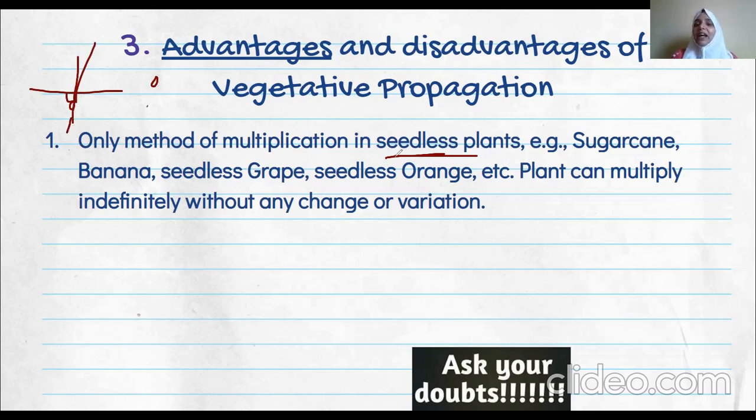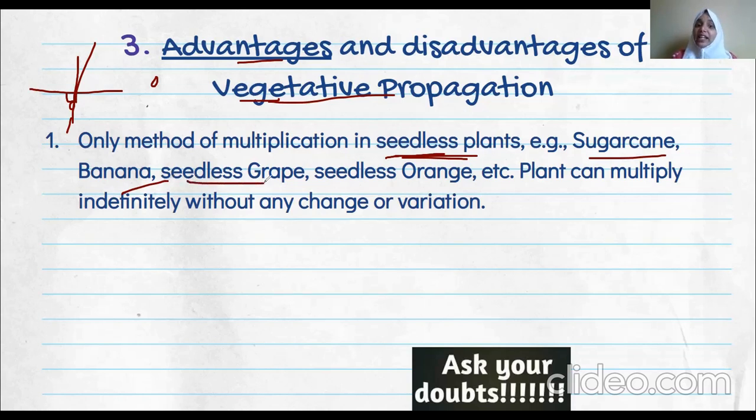But here there were no seeds. So all the plants which can be grown without the participation of seeds, it's a big advantage of vegetative propagation. So it is the only method of multiplication in seedless plants. Example, sugarcane, banana, except those plants which are not having seeds can be grown through vegetative propagation, either artificially or naturally. Plants which do not have seeds can be grown by this. So it is one of the very plus points.